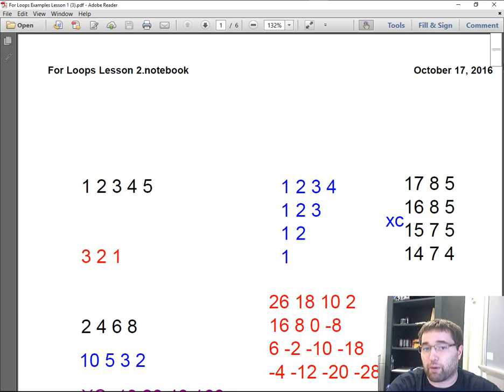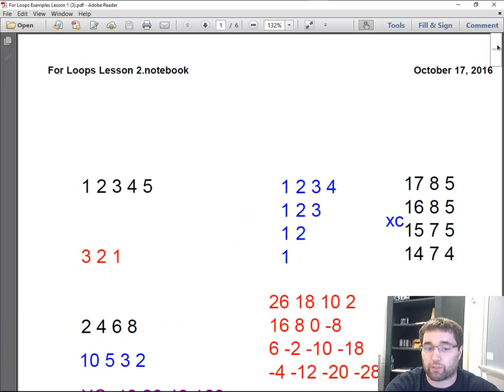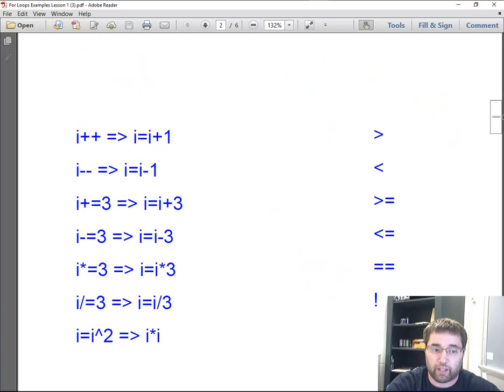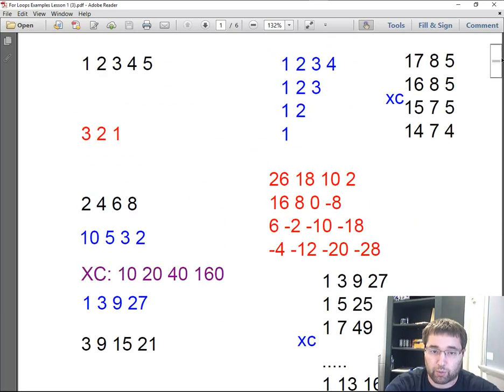To get rid of this sidebar, if the sidebar is there, click on comment, click comment again, and it'll disappear. And then when you scroll it, it looks bigger and looks better, and everything's perfect. That's what you should know.